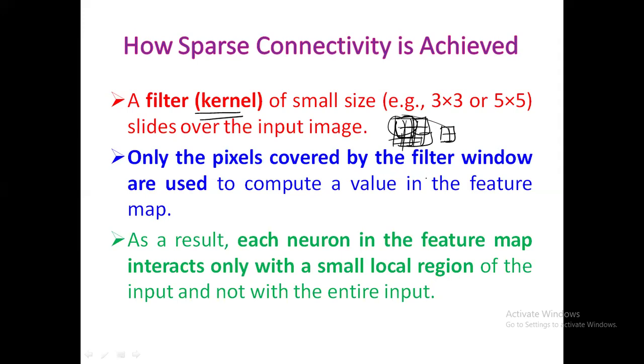As the filter slides across the input volume, it repeatedly connects only to local neighborhoods rather than the entire input. This limited receptive field ensures that each neuron in the feature map only interacts with a small region of the input, resulting in sparse connectivity across the network.